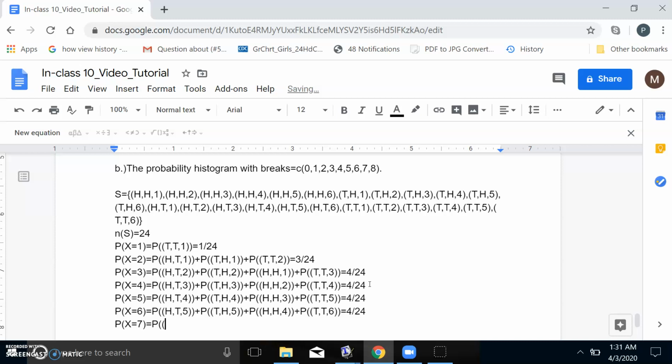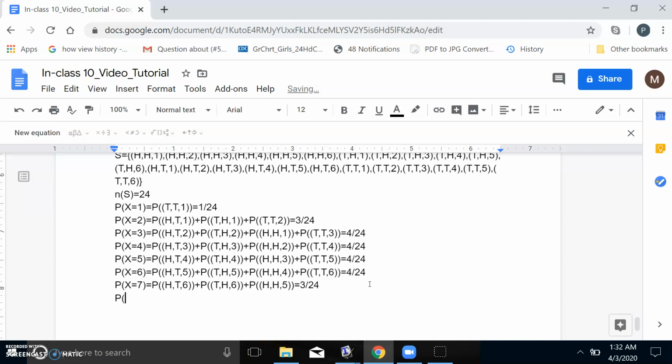Okay, next, probability x is 7. That'll be probability head, tail, and a 6, plus probability tail, head, and a 6, plus probability 2 heads and a 5. But I can't do 2 tails this time because that'd be 0, so I'd need to add a 7, but the die does not have a 7. So therefore this would be 3 out of 24.